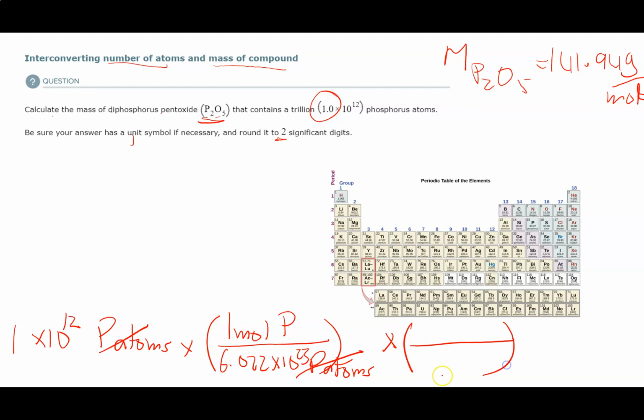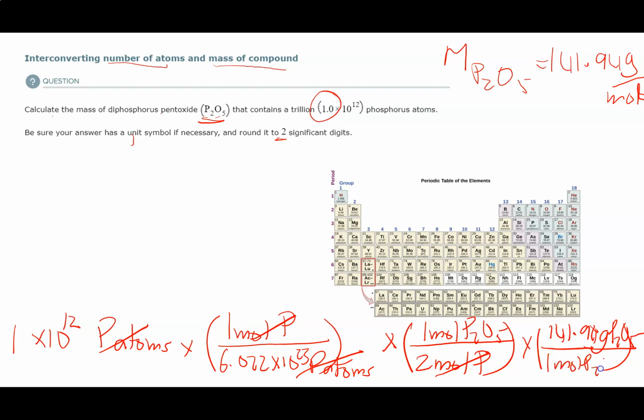Now I'm going to multiply it by this. I get 1 by the mole ratio. I get 1 mole of P2O5 for every 2 moles of phosphorus. So that's going to take me to moles of P2O5. And then finally, my last conversion factor, I know that I get 141.94 grams of P2O5 for every 1 mole of P2O5, and you can see that that cancels out and gives me grams of P2O5. So I'm going to put all of that into my calculator, and then I will round off to 2 significant figures.